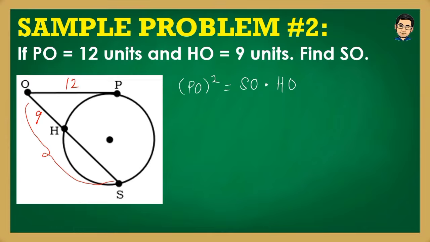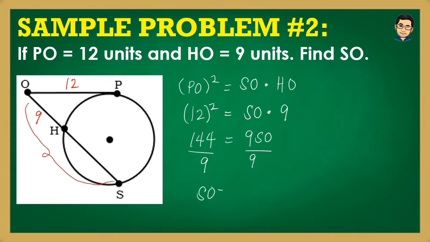SO po is yung second segment and then HO naman yung kanyang external second segment. So PO is equal to 12 squared, and then SO times HO, which is 9. So 12 squared is equal to 144 is equal to SO times 9, 9 SO. Dividing both sides by 9. So SO is equal to 16 units.